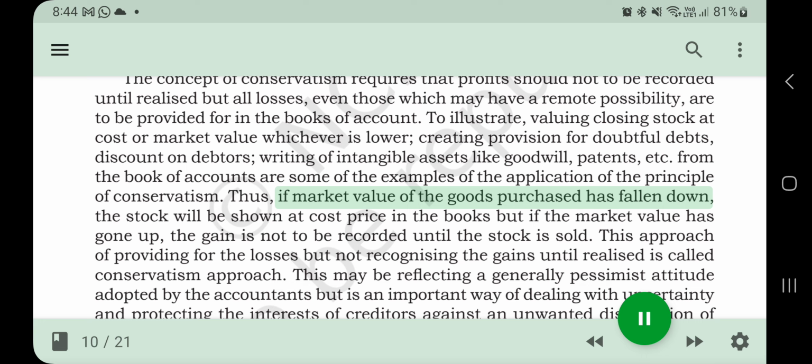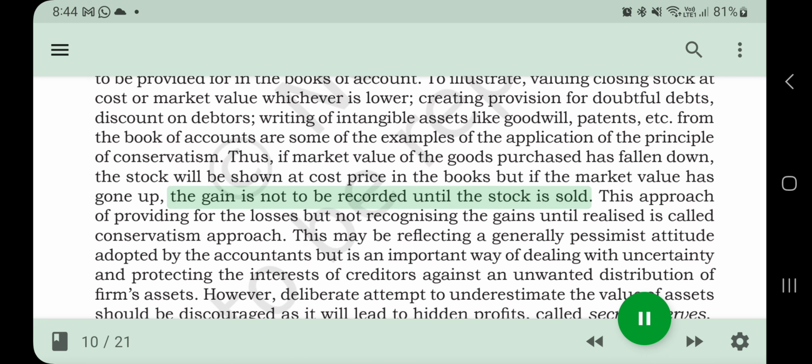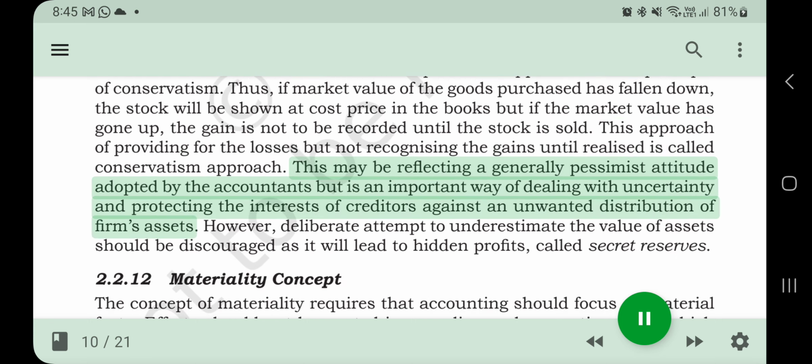Thus, if market value of the goods purchased has fallen down, the stock will be shown at cost price in the books, but if the market value has gone up, the gain is not to be recorded until the stock is sold. This approach of providing for the losses but not recognizing the gains until realized is called conservatism approach. This may be reflecting a generally pessimistic attitude adopted by the accountants but is an important way of dealing with uncertainty and protecting the interests of creditors against an unwanted distribution of firm's assets.